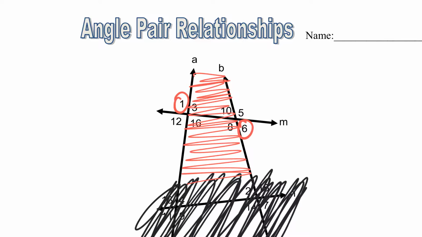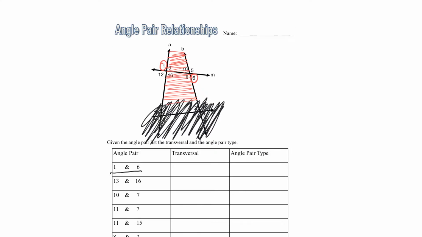Okay? Now, so I know it's an E, exterior. The question is, is it same side exterior or alternate exterior? Alternate. Okay, good, because if you'll notice 1 is above, 6 is below. If it were same, like 12 and 6 are same side, 1 and 5 are on the same side. But 1 and 6 are on opposite sides, so we say those are alternate exterior.